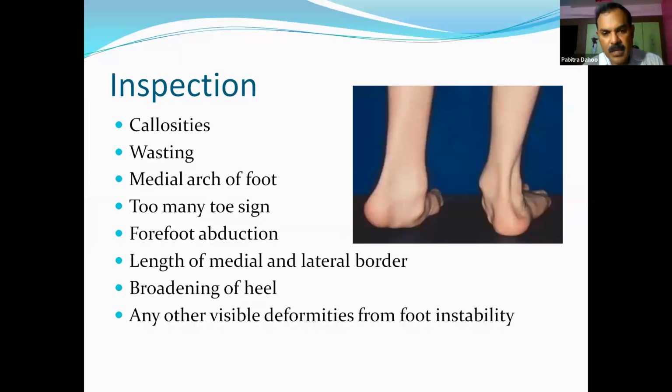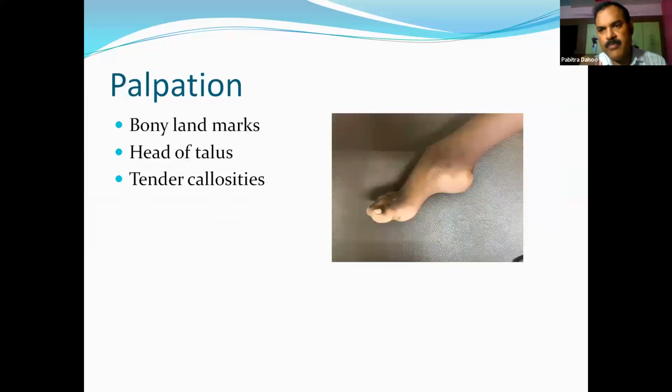Besides that, any other visible deformities like valgus, hallux valgus, or any callosities, bunions, these things you can mark in your inspection findings. Then coming to palpation, you have to confirm all your inspection findings by palpating it. You have to look for any bony tenderness anywhere, any tenderness over callosity, indicating that maybe you are dealing with infected callosities. So that has to be dealt with. Then bony landmarks, prominence of the lateral malleolus, prominent talar head laterally or prominent talar head medially.